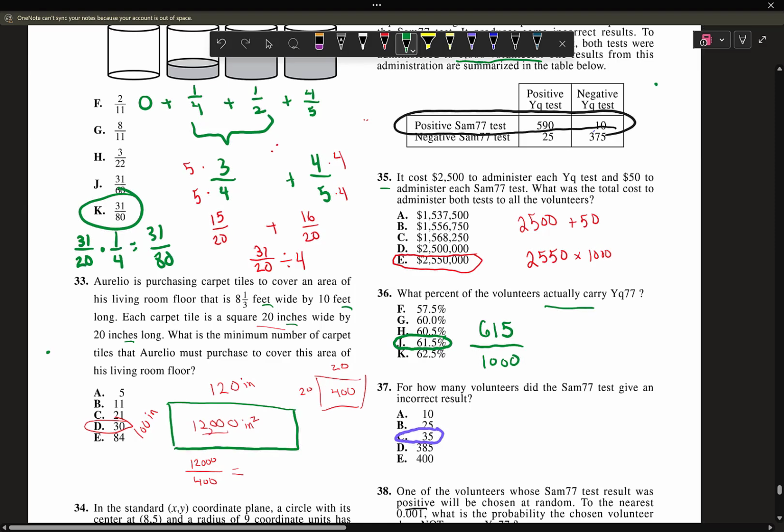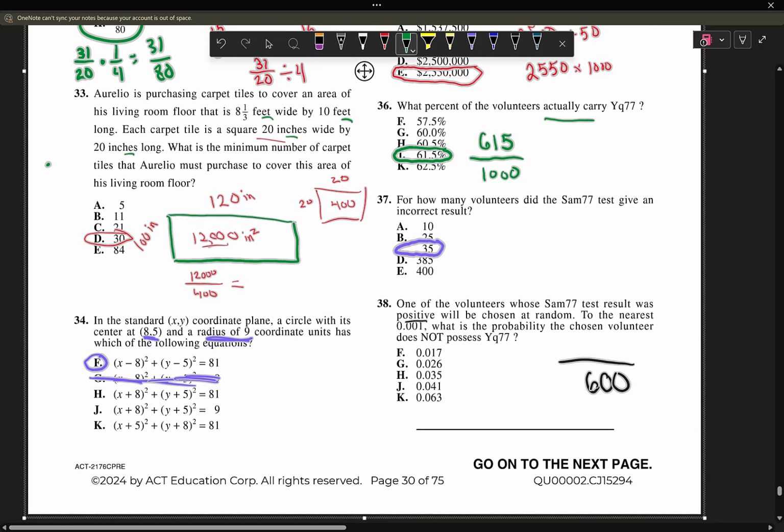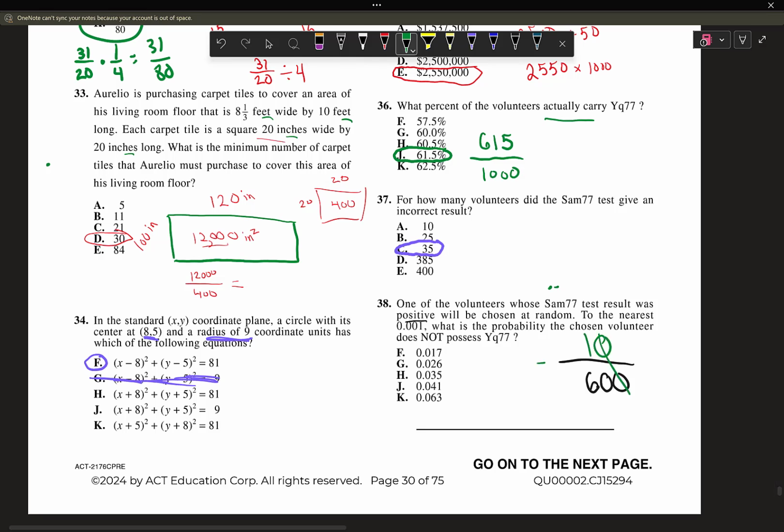Well, there's 10 that fall underneath the negative YQ test, and those 10 will be accurate because the YQ test always works. So 10 out of 600, or reduce that to 1 out of 60. Either way, put that in a calculator, and you should get a number that rounds to 0.017.